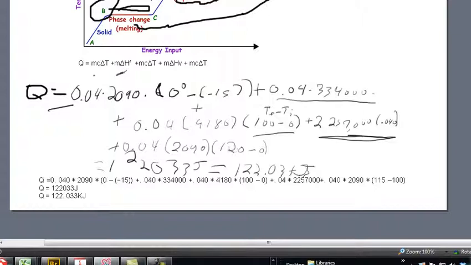First, we took the ice at minus 15 degrees Celsius and heated it up to 0 degrees Celsius. Then we converted the ice at 0 degrees Celsius to water at 0 degrees Celsius. Then we heated the water up to 100 degrees. Then we converted the water to steam. Then we heated the steam from 100 degrees Celsius all the way up to the final temperature. And that's your total heat. Sounds like a winner. Thanks.